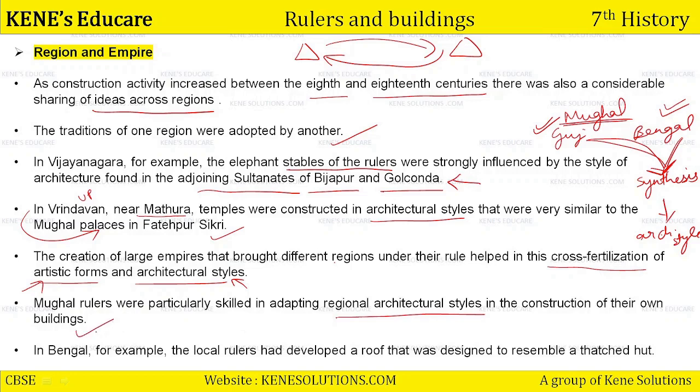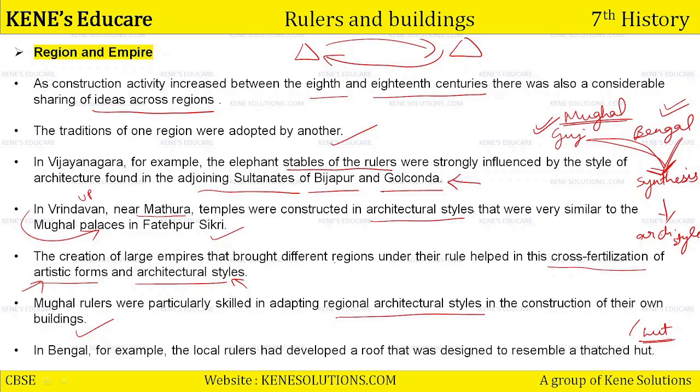In Bengal, for example, the local rulers had developed a roof that was designed to resemble a thatched hut, which we call the Bengali dome. They used to make such a dome which looked like a thatched hut. Okay, I will show you a picture, don't worry. I will show you what a thatched hut or this Bengali dome used to look like.